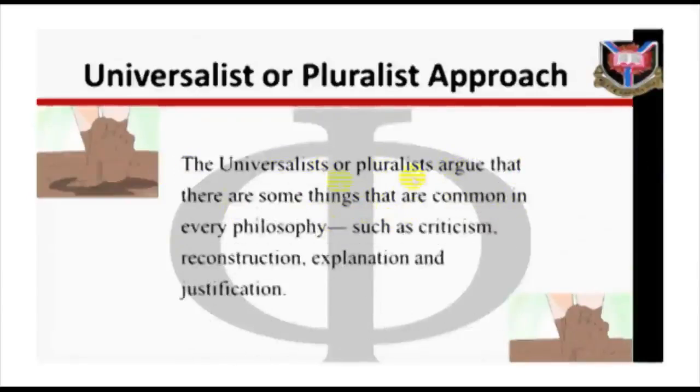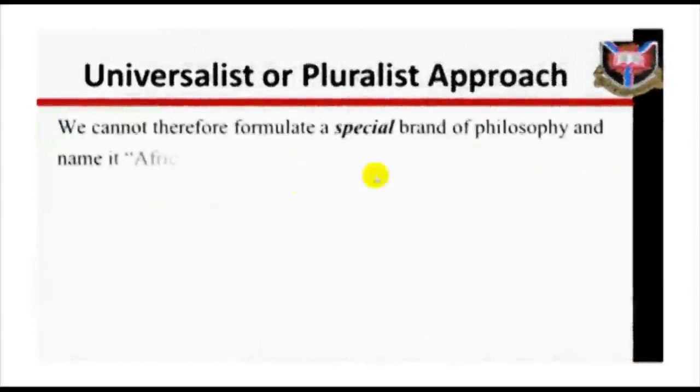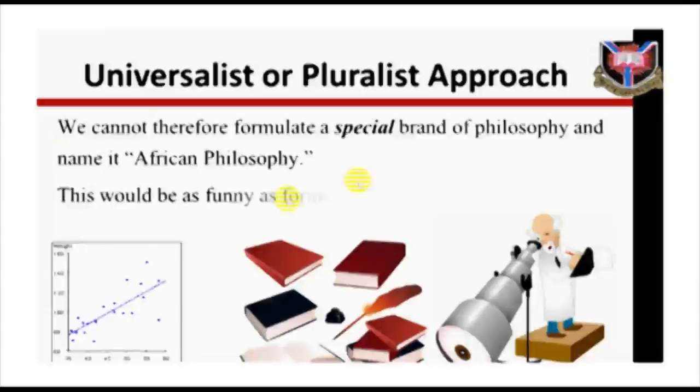Universalist or pluralist approach. The universalists or pluralists reject the viewpoint of the particularist. They argue that there are some things that are common in every philosophy, such as criticism, reconstruction, explanation, and justification. We cannot therefore formulate a special brand of philosophy and name it African philosophy. This will be as funny as formulating African mathematics, African physics, or African chemistry.